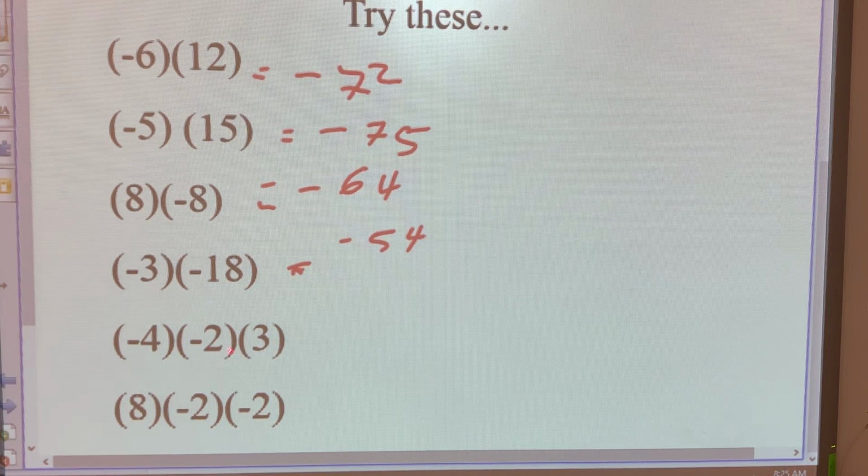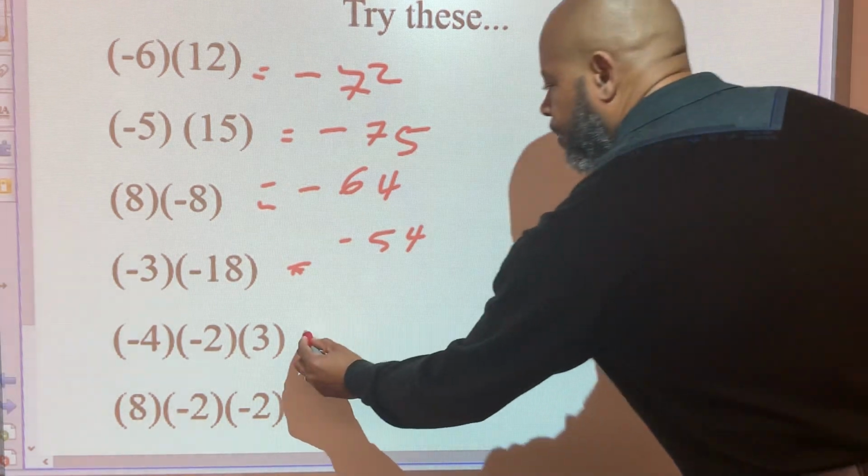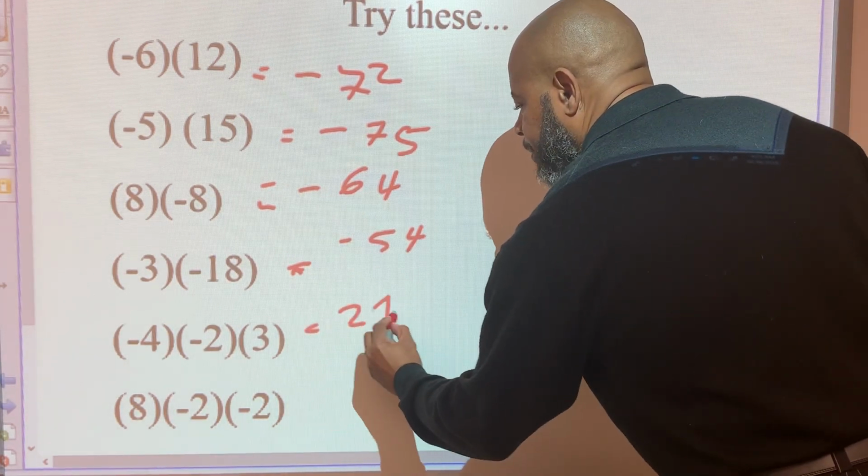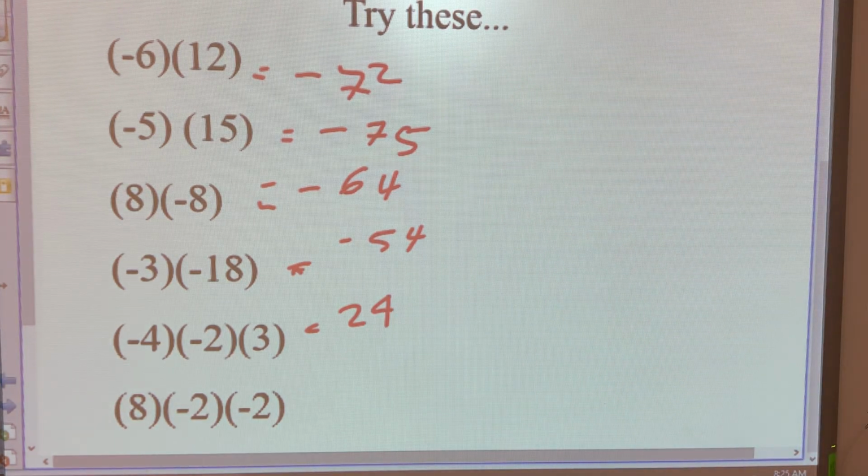I know that 4 times 2 is 8, and a negative 4 times a negative 2 is positive 8. The only thing I have left now is a positive 3. So positive 8 times positive 3 gives me positive 24. And when we're writing positive numbers, you don't have to put a plus sign in front of it. It is understood that when it's written this way, it is a positive number. Only time you need to put a sign is if it's negative.